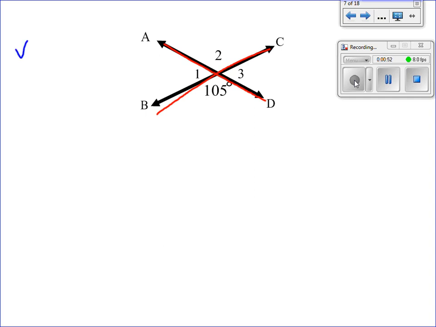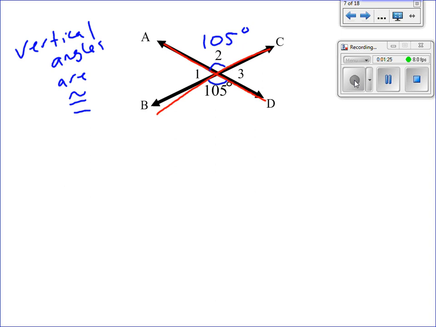We know that vertical angles are congruent, or they're going to form supplementary angles, because if you look, angles 1 and 2, angles 2 and 3, they form straight lines, and straight lines equal 180 degrees, which means they're supplementary. So if we know that angle 4 is 105 degrees, then angle 2 is also 105 degrees, because they are vertical angles, and vertical angles are congruent.